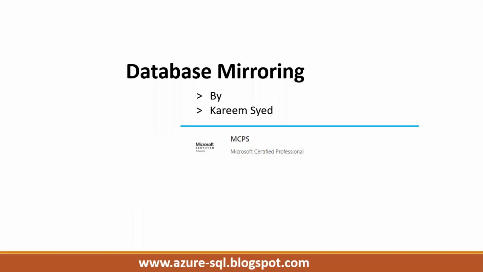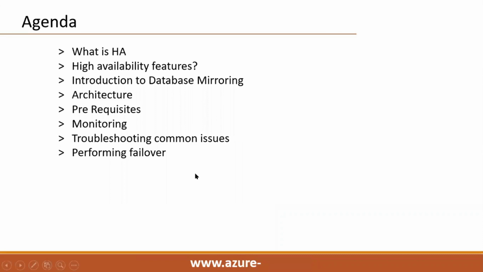We have summarized in the previous module whatever the log shipping limitations are. Those limitations, remember, we can overcome with the help of mirroring. In this module, we'll see how mirroring is working. We have discussed what high availability features are in the previous module. Introduction to mirroring, we'll see mirroring architecture, how mirroring is working.